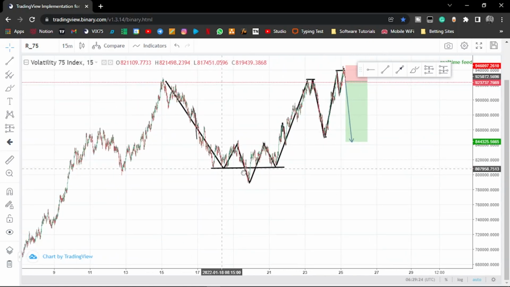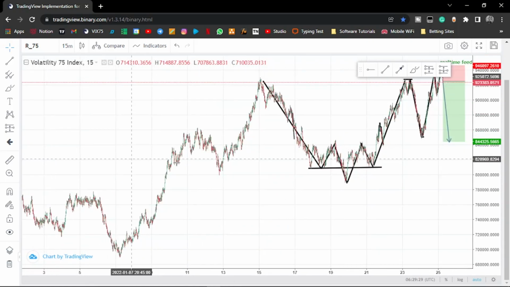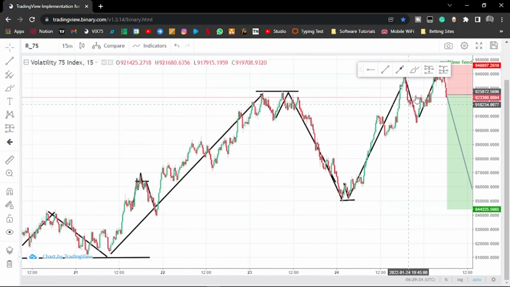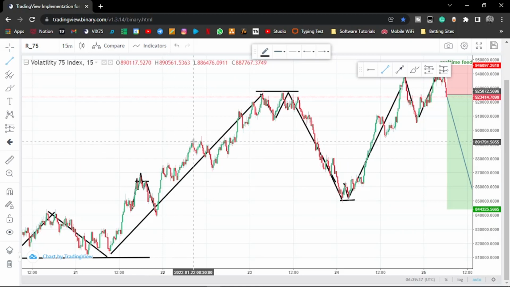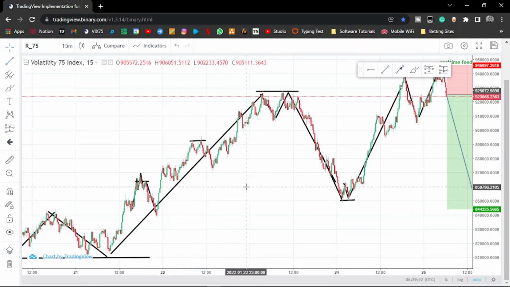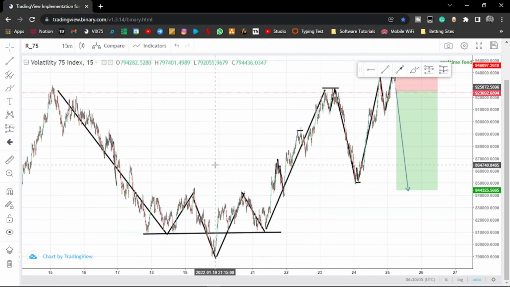So I don't want to waste your time by going through all these patterns. There's a lot of patterns. You cannot finish them. Even within just here, there's a lot of patterns. As you can see, we have another double top right here. So you can't finish these patterns. So right now I'm gonna show you how to trade each of these patterns.